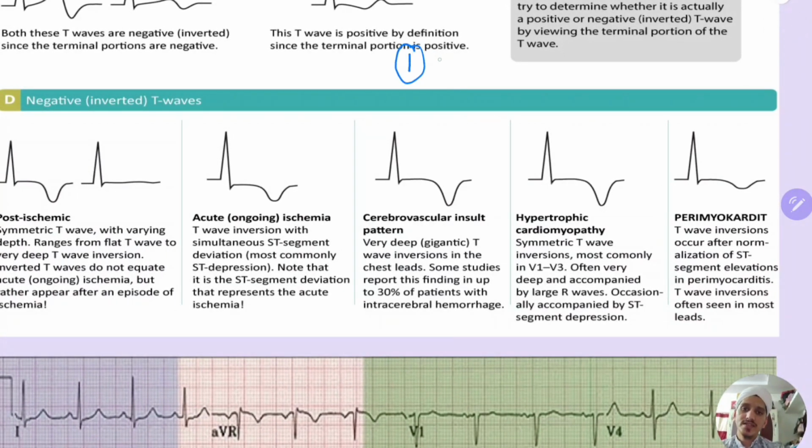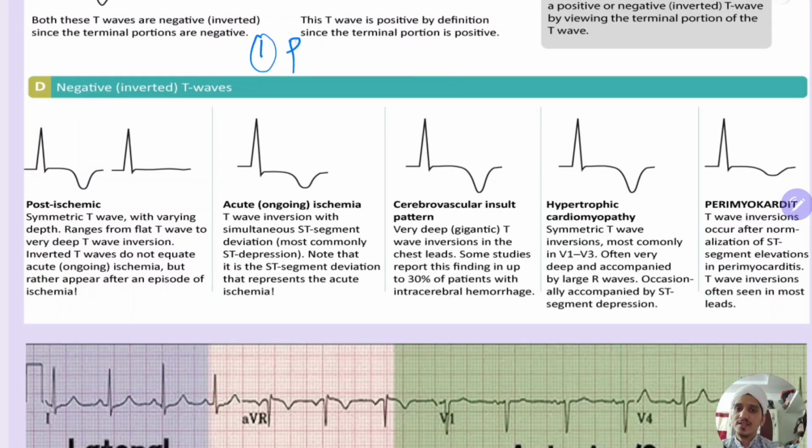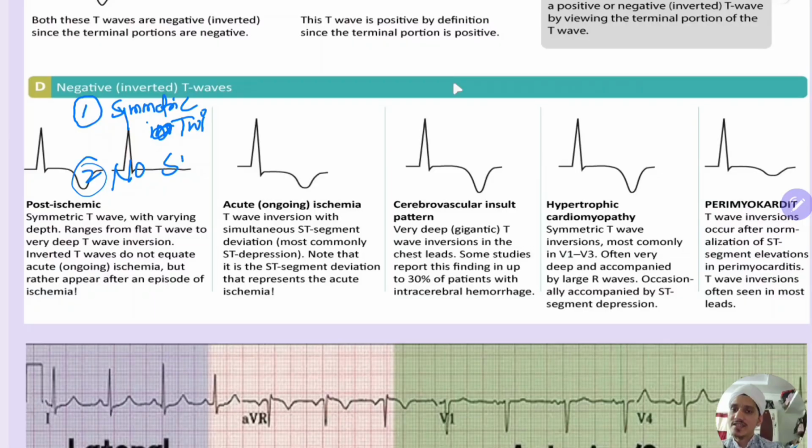One is post ischemic. What is the characteristic? It will have symmetric T wave inversion, and there will be no ST segment deviation. That is the characteristic feature of post ischemic. And in ongoing ischemia, you will have symmetric T wave inversion, and second, it is associated with ST segment deviation. So that is ongoing ischemia.